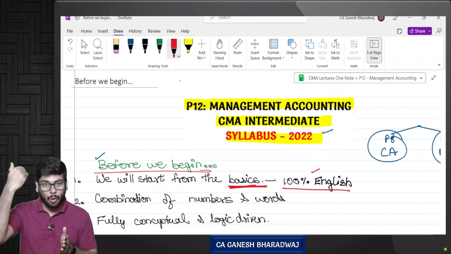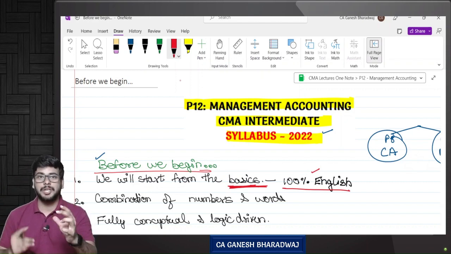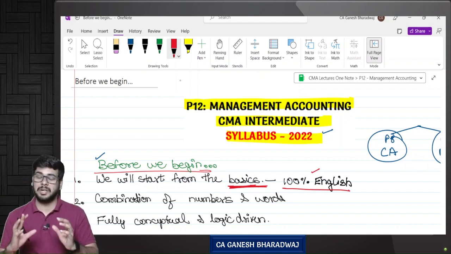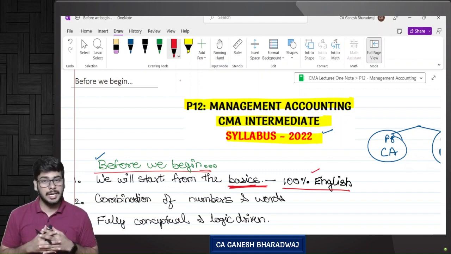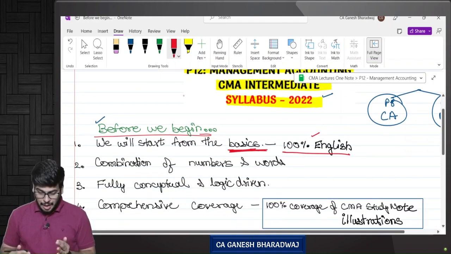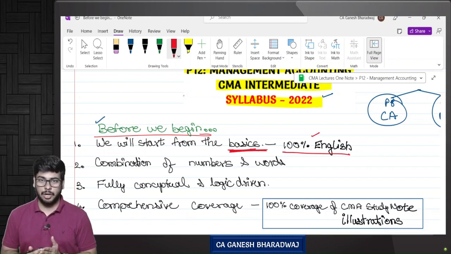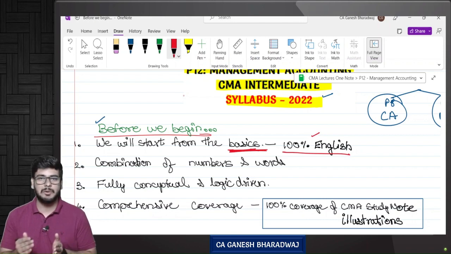In fact, even the old syllabus of CMA intermediate had cost and management accounting 50 marks, financial management 50 marks. That's what it was. So cost accounting and management accounting are slightly interlinked. So, sir, do you mean to say that if I want to watch your lectures on paper 12 management accounting, I need to necessarily finish paper 8 cost accounting and then you only come?